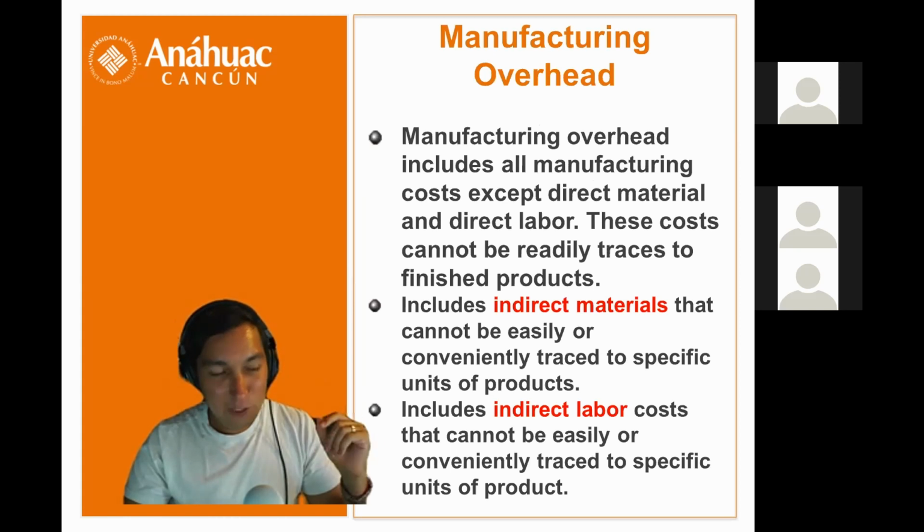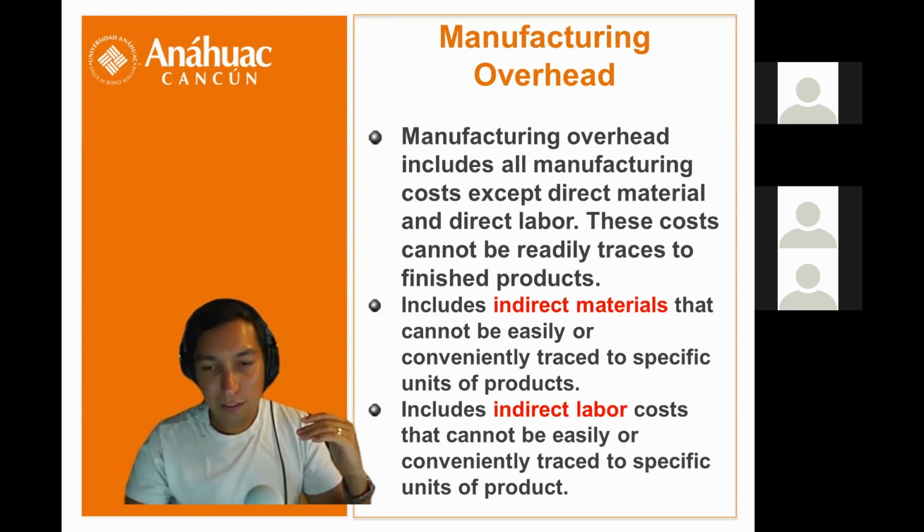And we finally get into MO, that is, manufacturing overhead. Manufacturing overhead includes all manufacturing costs except direct material and direct labor. So this is really a big cost bucket, if you think of it that way. These costs cannot be readily traced to finished products.